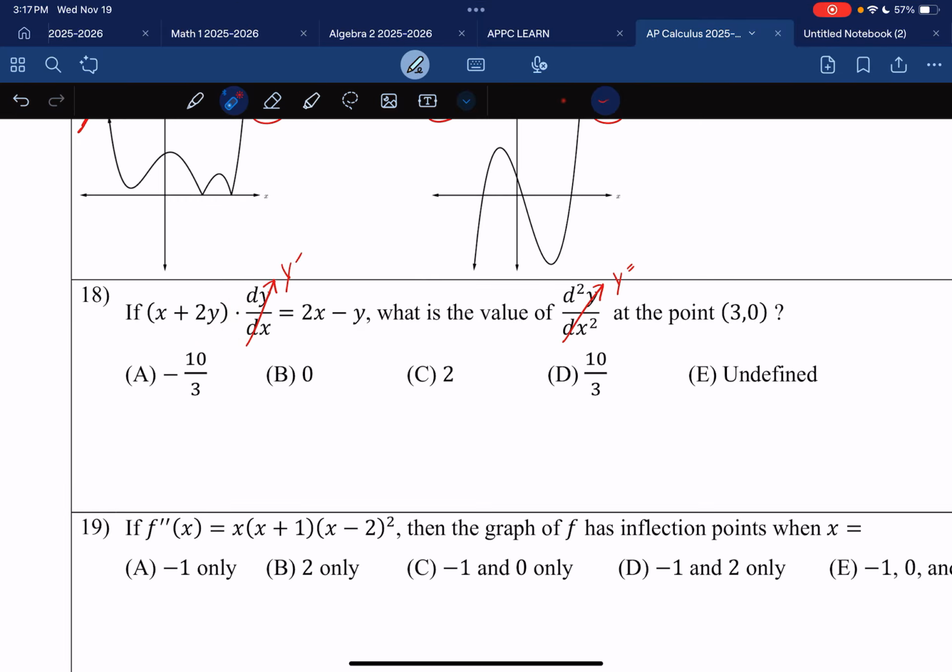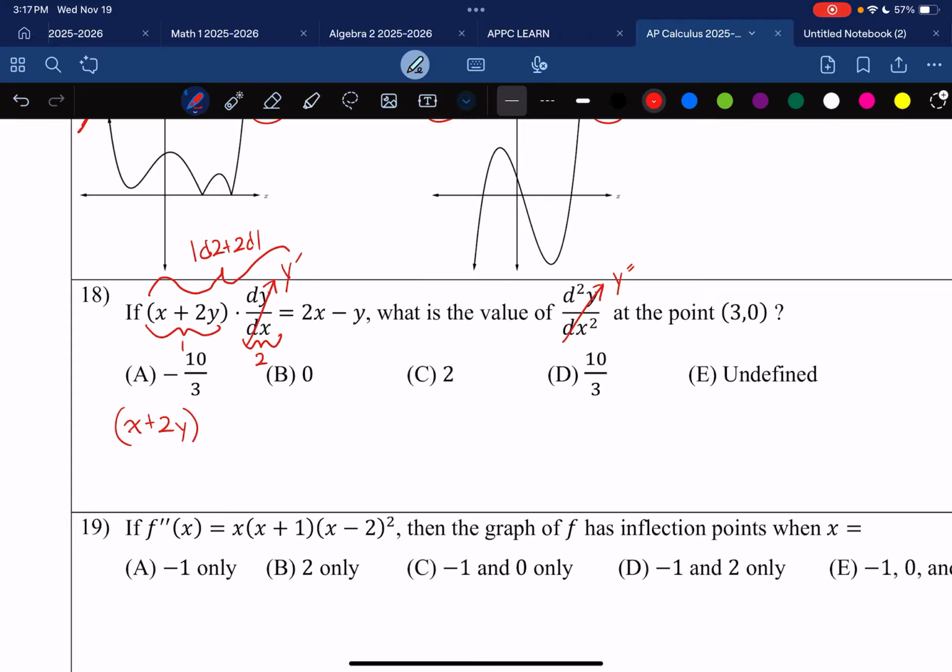So how do I know it's product rule? Well, I have multiplication with variables happening. So this entire thing right here is product rule, 1d2 plus 2d1. I'm going to call this function my 1 and this y prime function my 2. So 1 is x plus 2y, times d2, the derivative of y prime, which turns into y double prime, plus 2, which is y prime, times d1, the derivative of everything in here. The derivative of x is 1, the derivative of 2y is 2y prime. All right, product rule is done.